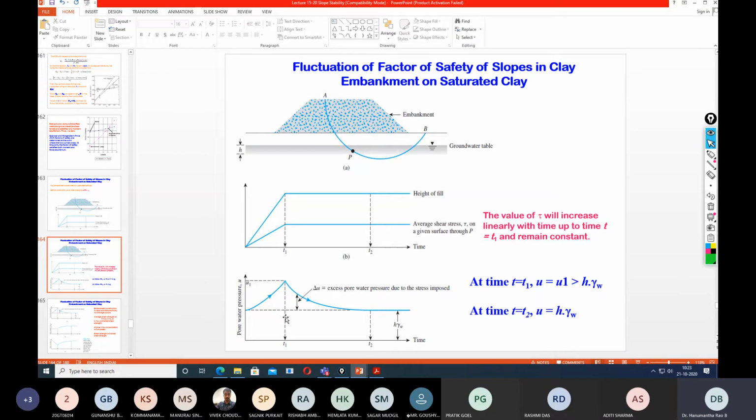Now this condition is the most critical. In terms of slope stability, this condition is the most critical. When the pore water pressure keeps on increasing, this can cause excess lateral thrust leading to the failure of the slope. This is one of the fundamental reasons most slopes fail in saturated clay, because of this development of excess pore water pressure.